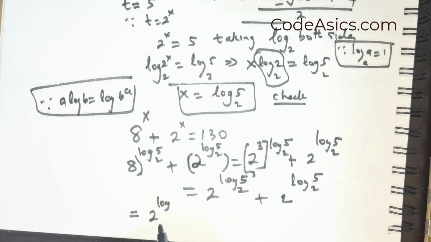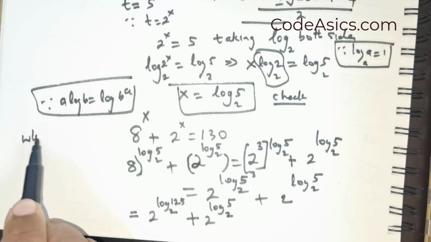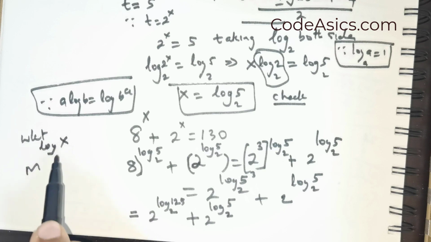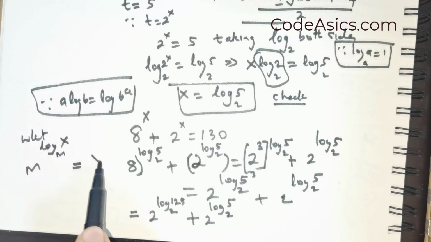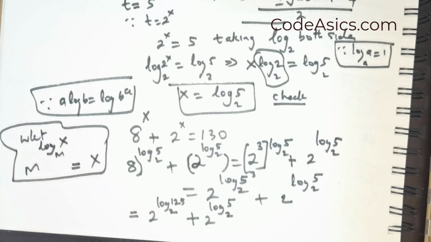So this is going to be 2 raised to the power of log 125, as I mentioned to you, place the base, plus 2 raised to the power of log 5, place the base. Now there is a property. Let me state the property. We know that m raised to the power of log x to the base m is equal to x. So this is the all important property in logarithms which we are going to be using.